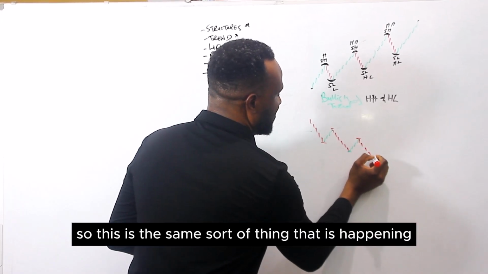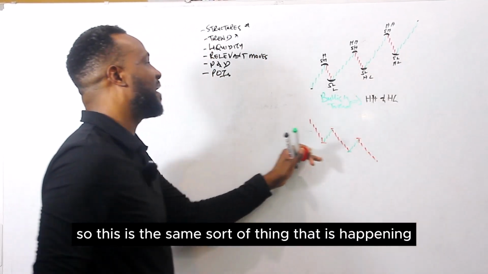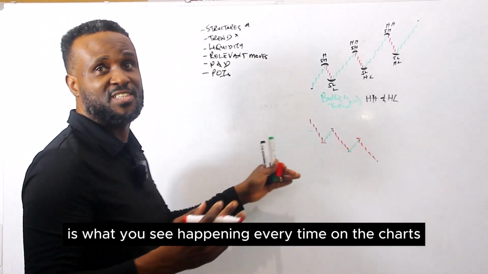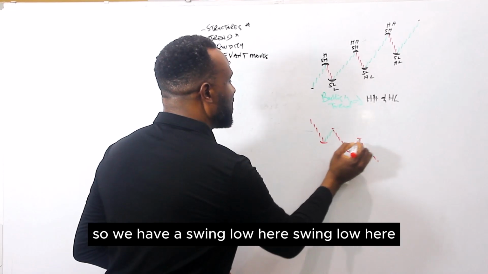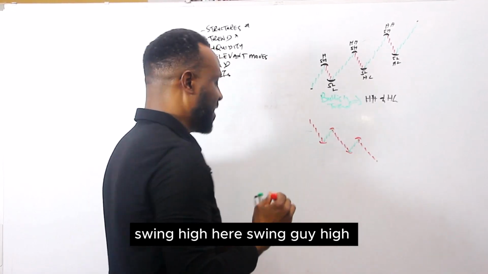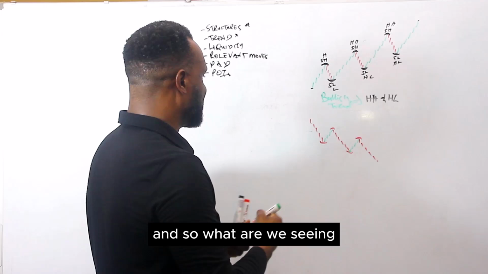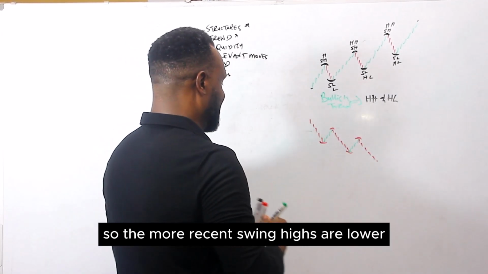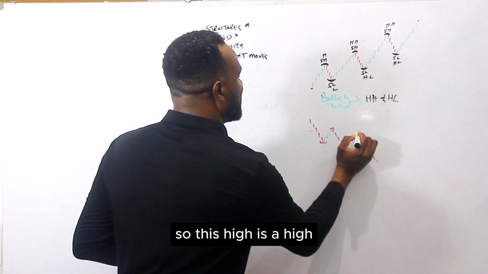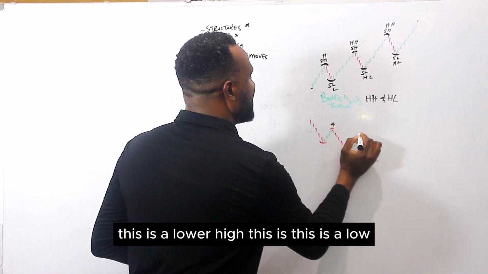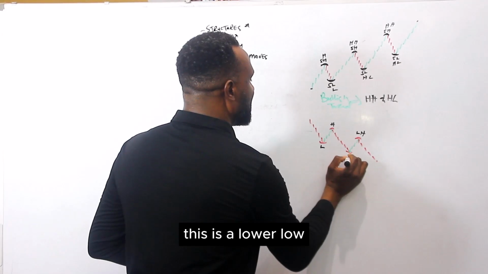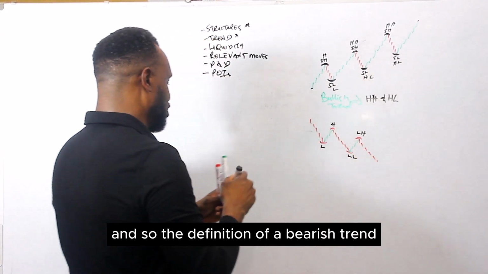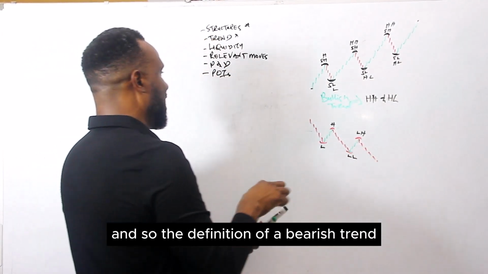Can you see? So this is the same sort of thing that is happening. And if you look at the charts, it is what you see happening every time on the charts. So we have a swing low here, swing low here, swing high here, swing high here, right? And so what are we seeing? So the more recent swing highs are lower. So this high is a high, this is a lower high. This is a low, this is a lower low. And so the definition of a bearish trend.